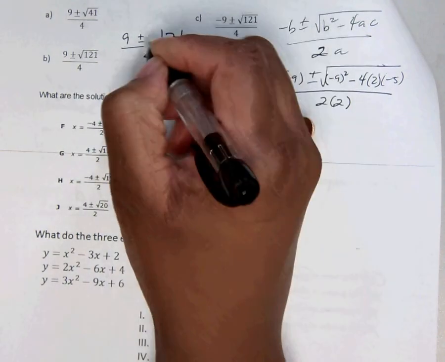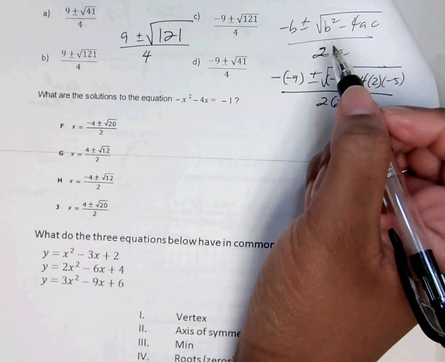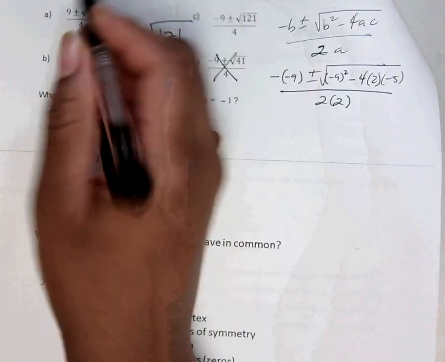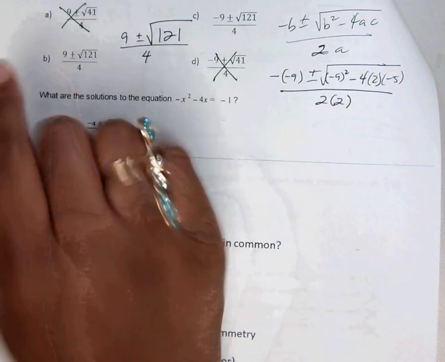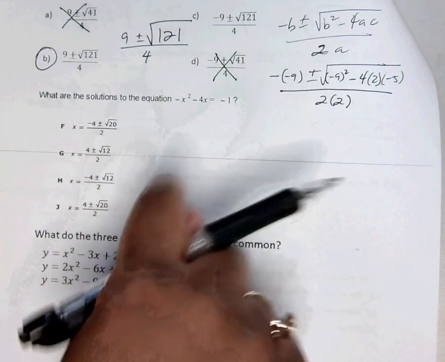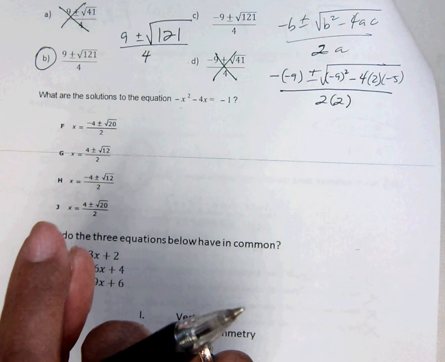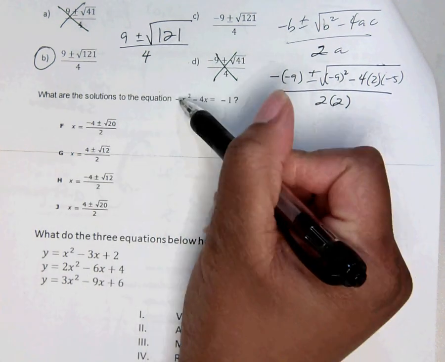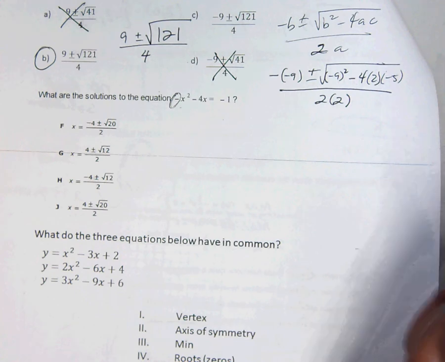Anyway. And we put our radical over 121. So, I know that D and A cannot be the answer, which means the answer would be B. Now be careful on this next one, because A is negative, and that changes the whole problem. You'll see when we do it.